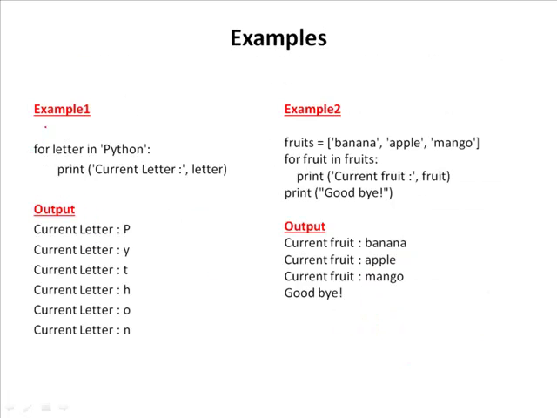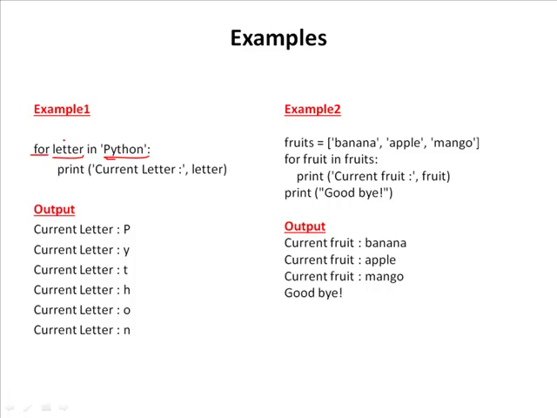So in example 1, this for is a keyword and this letter is a variable. This variable is used to fetch the element from the sequence. Here the sequence type is string. So this string has a set of characters. So in every iteration, this letter variable will fetch one single character from this string.